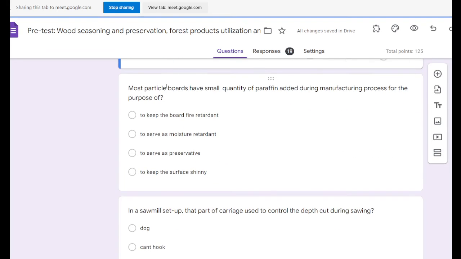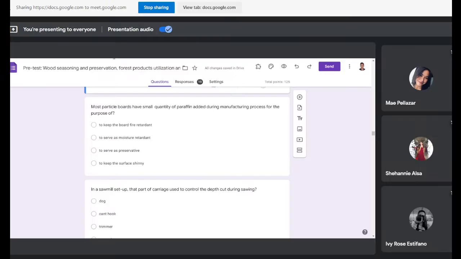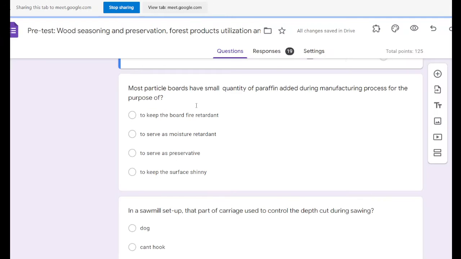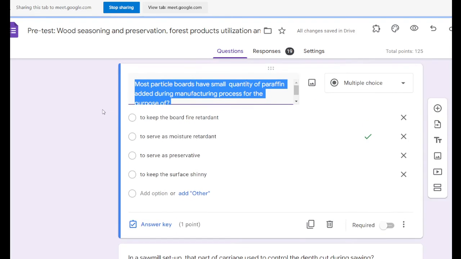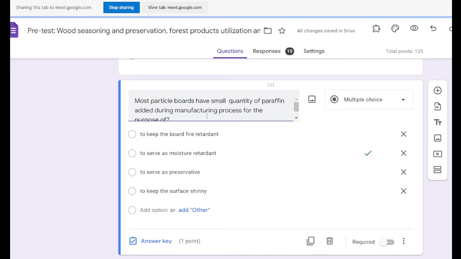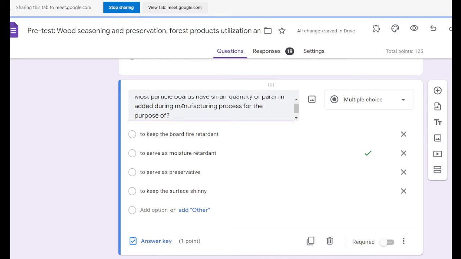Next, most particle boards have small quantity of paraffin added during manufacturing process for the purpose of what? Answer, to serve as moisture retardant. Yeah, correct. Paraffin serves as a moisture retardant. Saan ang paraffin? Kanang sa kandila. Paraffin wax na nasa kandila. So, it can be used as a moisture retardant in the production of particle boards.